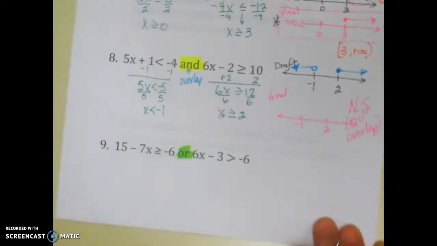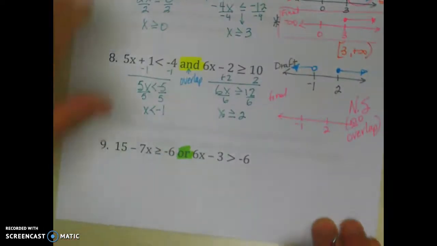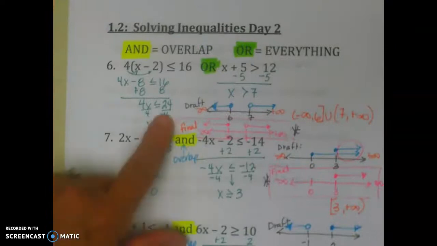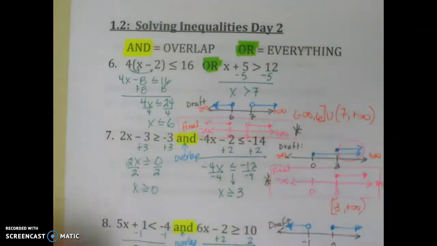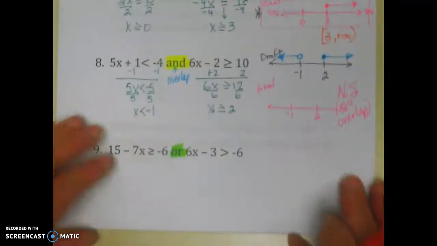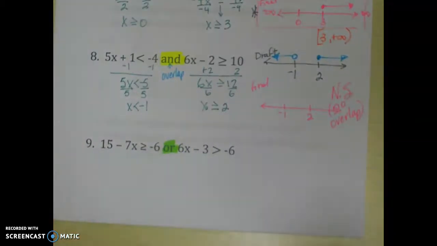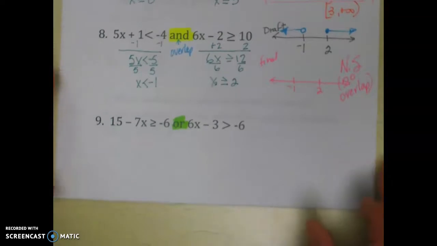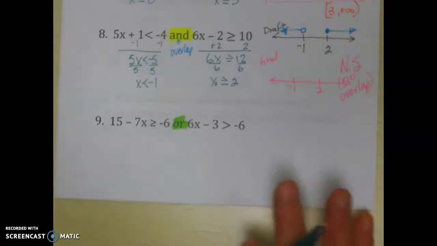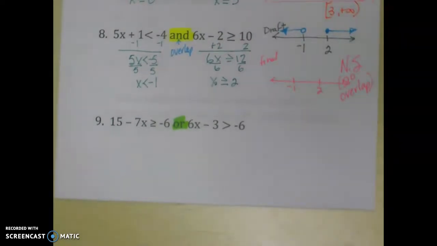Okay, that's different from when we had the or. When we had something that looked this similar in the or, where they're going in opposite directions, we kept everything. So that's why it's really important to do the draft, so that you're paying attention to whether it's everything or overlap. Remember, you should be pausing and rewinding when you need to, and taking notes and working through it, because that's how you're really going to get it to click.